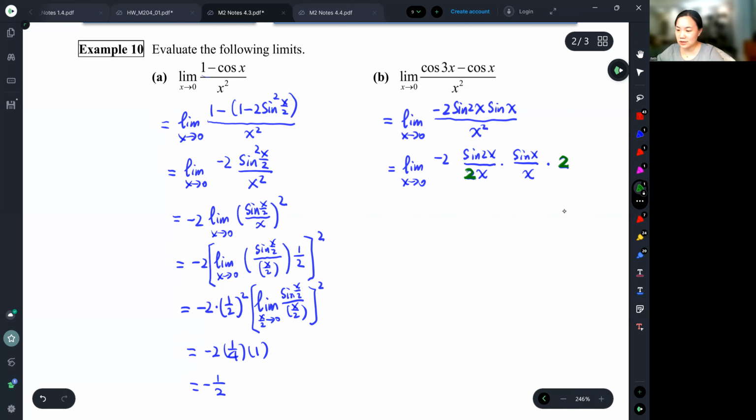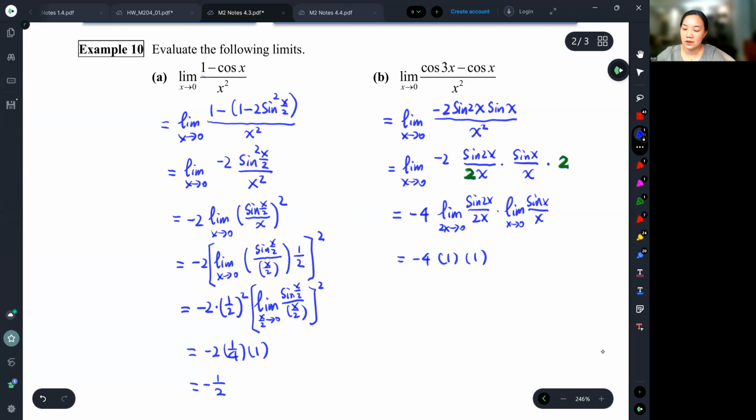Now let's carry on with this. I think it's time to take out -4, and then you will have the first limit, sine 2x over 2x, and the second limit, sine x over x. Okay, this one is 2x tends to 0, this one is x tends to 0. Then you get -4 times 1 times 1, you will get -4.